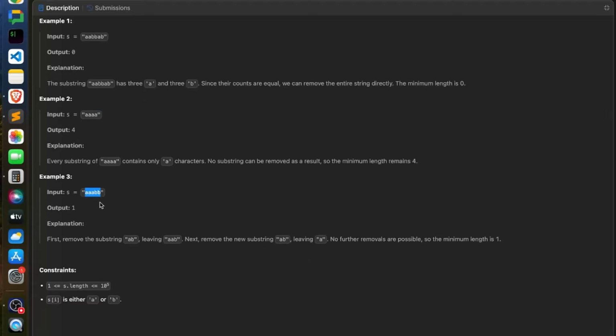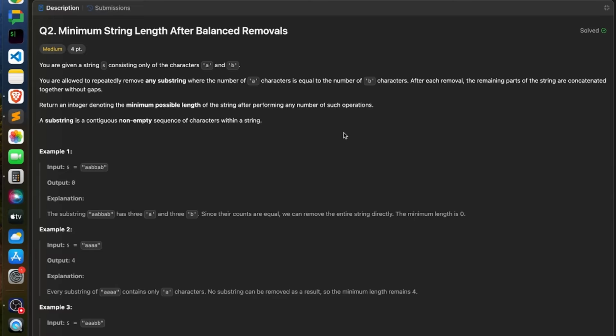If you look here, the number of character a is equal to 2, and the number of character b is equal to 2. So you can easily remove this substring. So the remaining string is just a and the length is 1. So let's see how we can approach it.